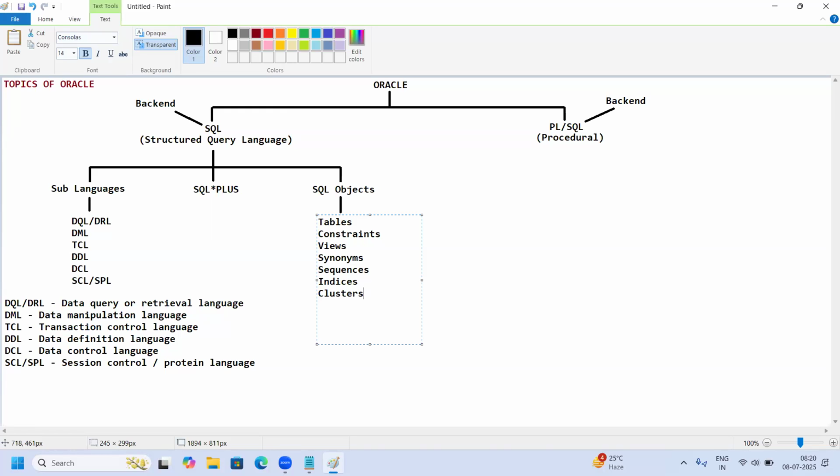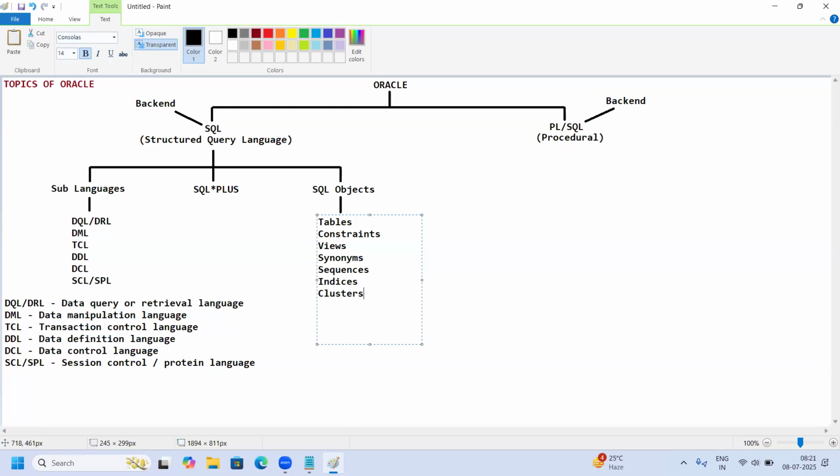These all are part of what? SQL objects. Tables are of types, constraints are of types, views are of types, synonyms are of types, and sequences have no classification. Indexes, the plural of index is indices. Clusters. So in this, almost every topic has some detailed classification, except sequences.